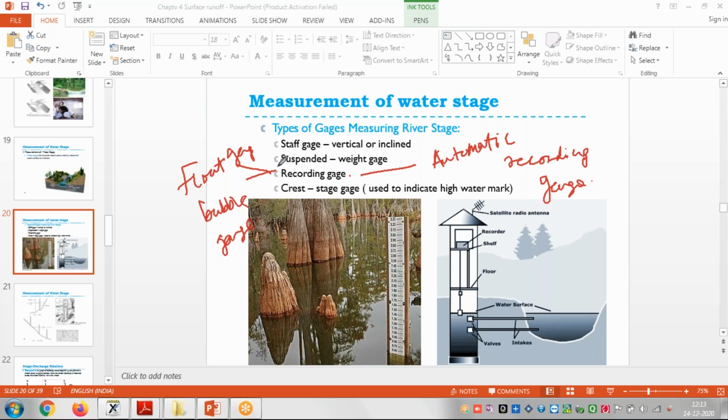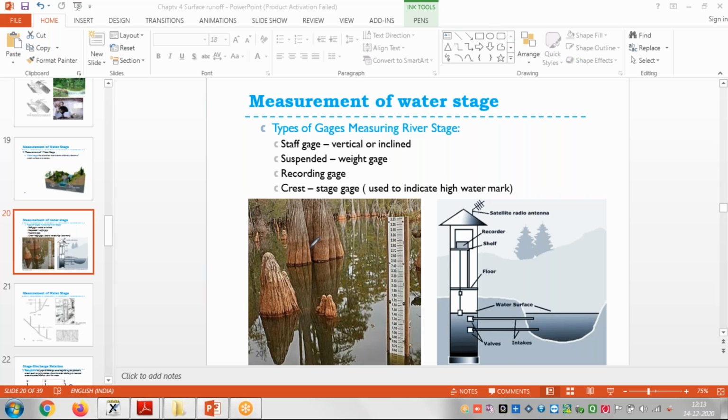So all these, just remember, these are the gauges. These are just for measuring the height of the water in the river. Then the crest gauge is used to indicate the high water mark. So all these are the stages for measuring the height of the water in the river.